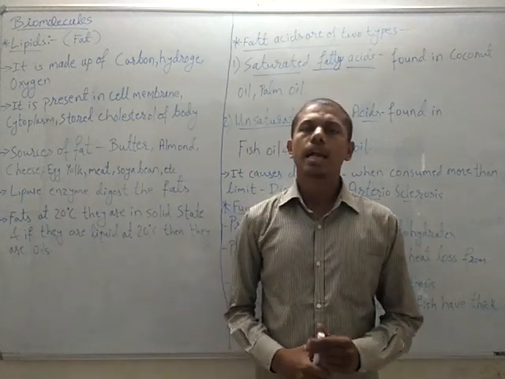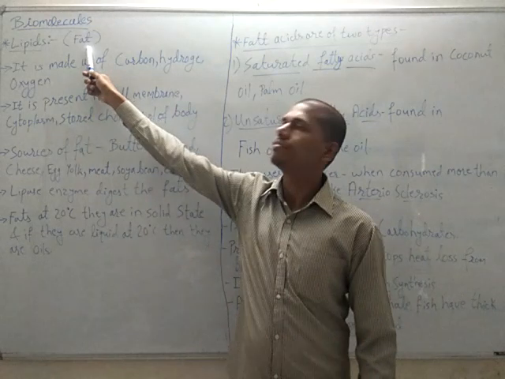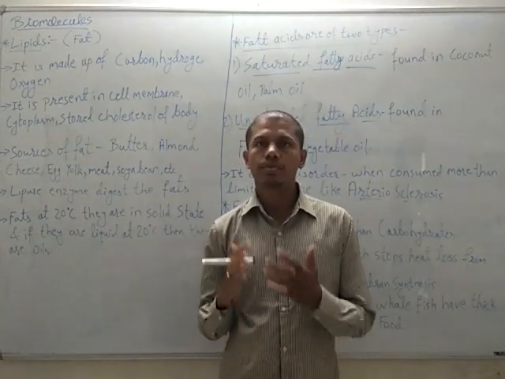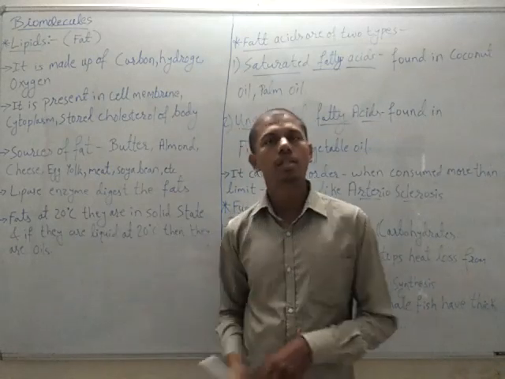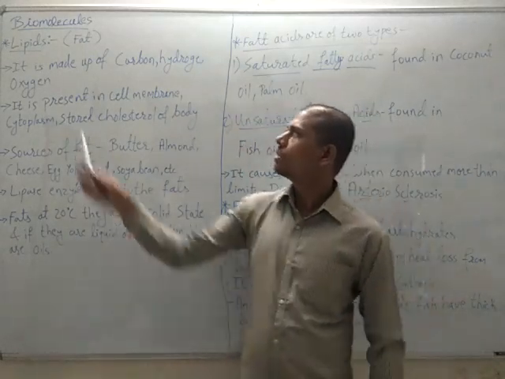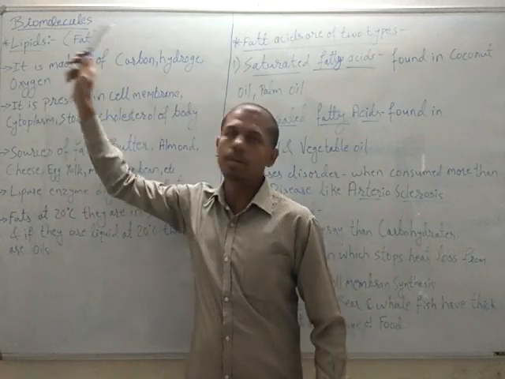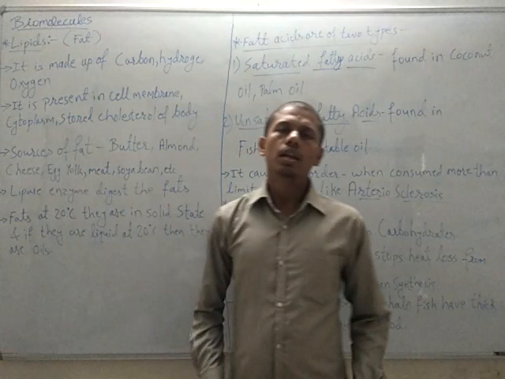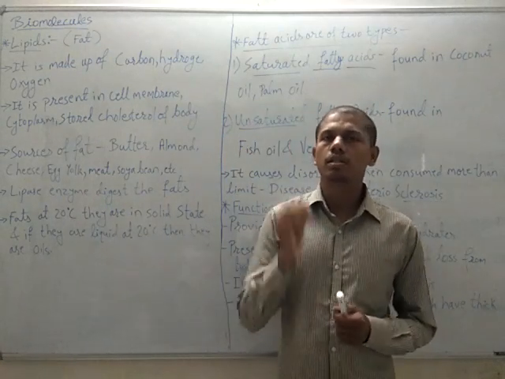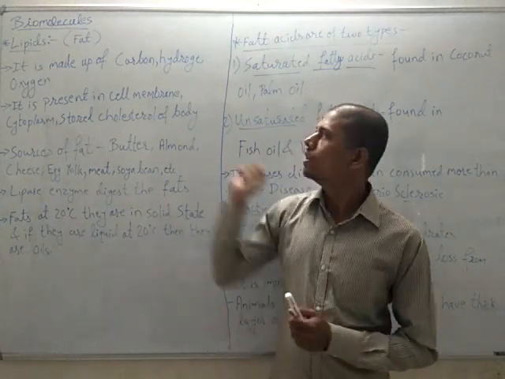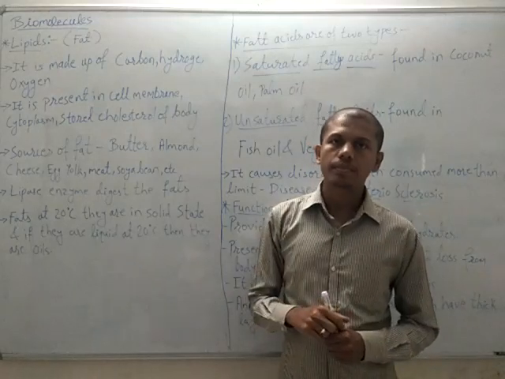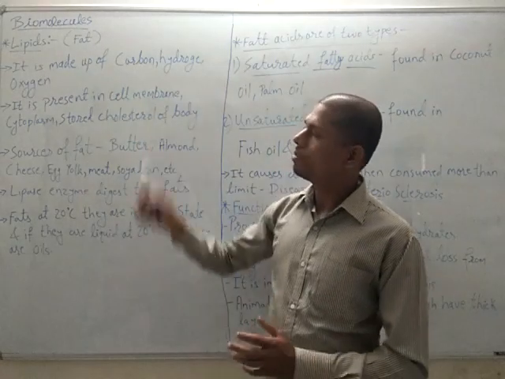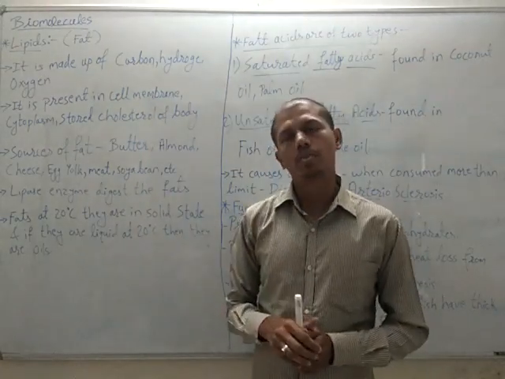Lipid is actually a fat. Whatever fat is present in the body of human beings and various animals is actually lipid. The fat is made up of lipid. Lipid is the smallest part of the fat. And even the lipid is made up of different components.